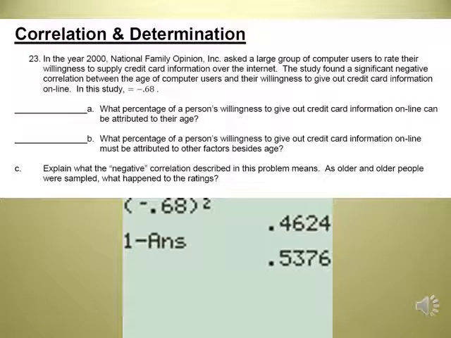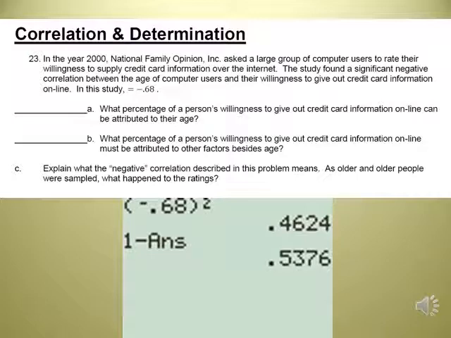And the first question says, what percentage of a person's willingness to give out their credit card information could be attributed to their age? Well, that attributed to is exactly what r squared is, and that's why what I'm going to do here is take negative 0.68 squared. If you do that, we're going to get about 46%, 0.4624.